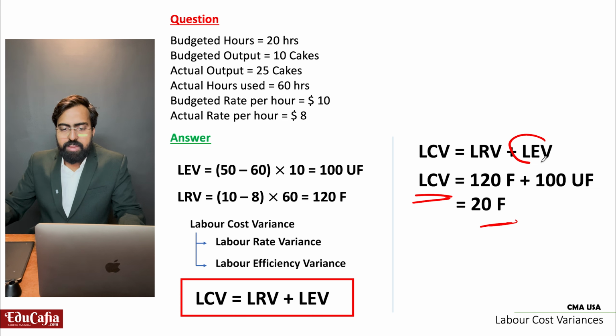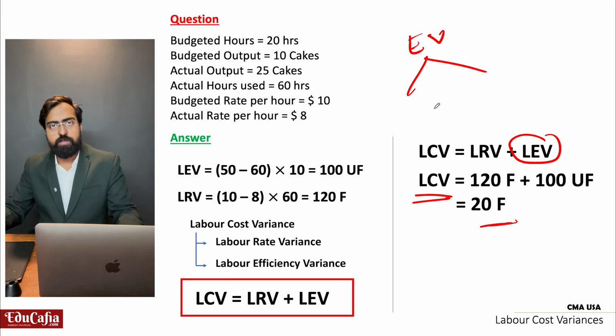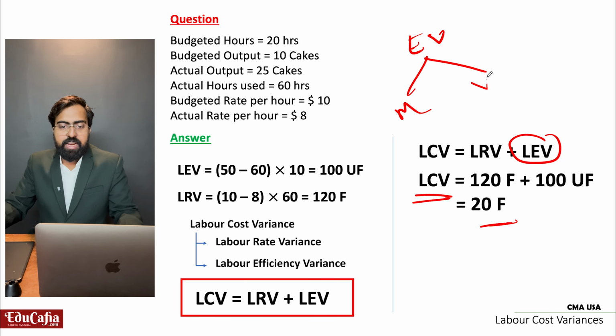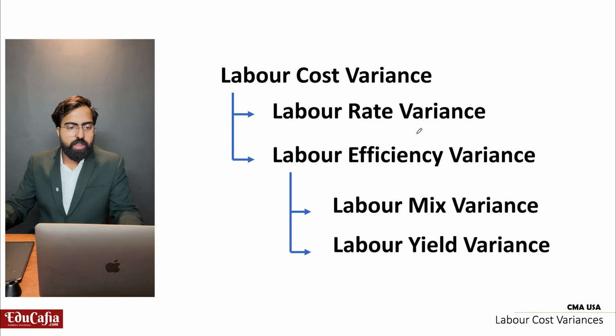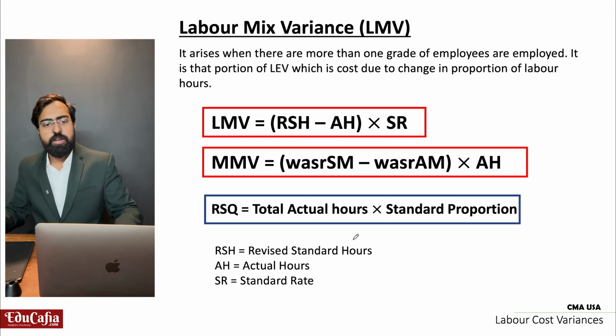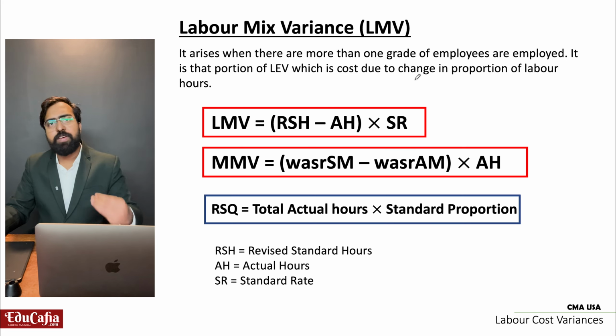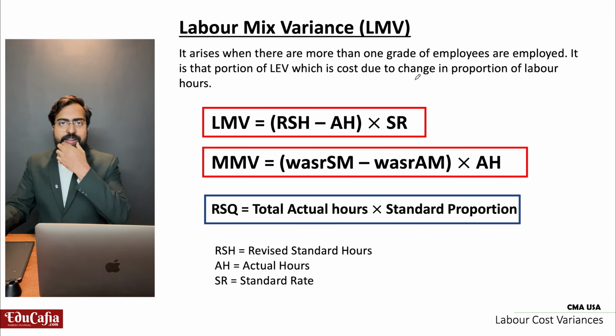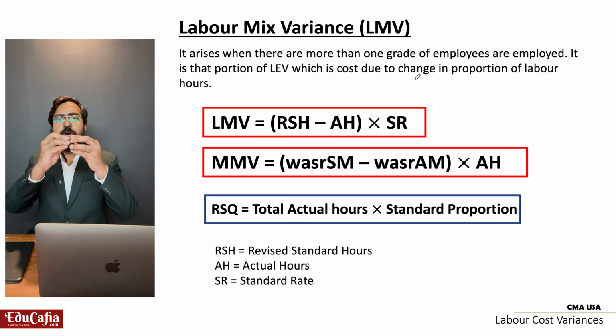Then we know the labor efficiency variable is divided into two: mix and yield. So the efficiency variable we have divided into mix variable and yield variable. So what is the mix variable? Mix variable we already discussed. Again I am explaining. For example, we are making this product.